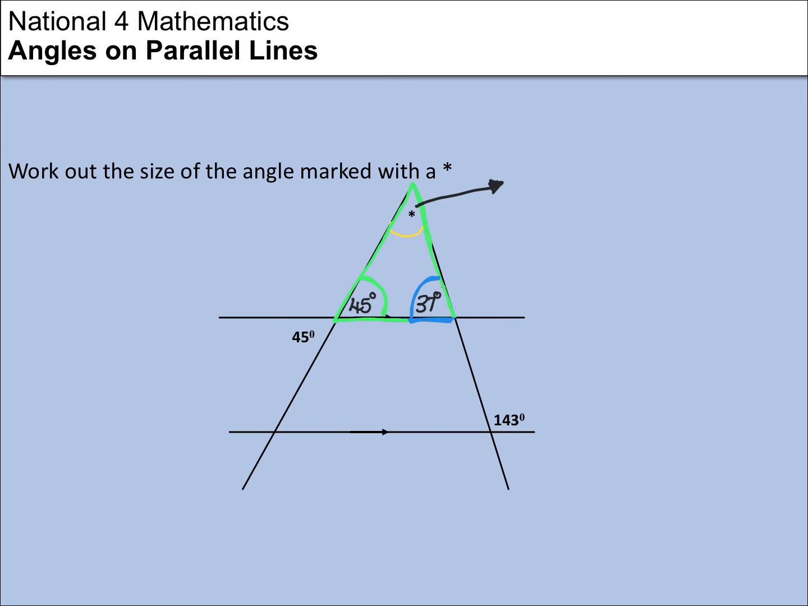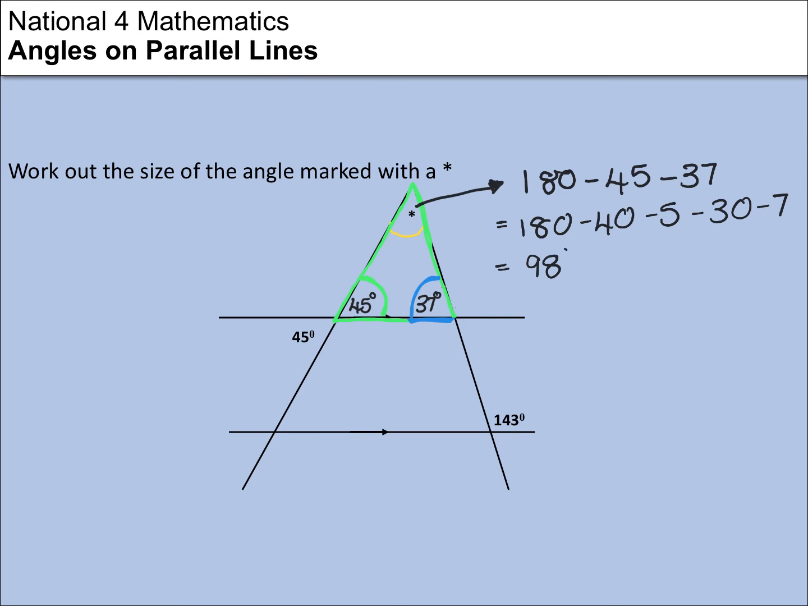So I want to work out the size of the missing angle in the triangle. So angles in a triangle add up to 180. So I'm going to take away the 45 degree angle and I'm going to take away the 37 degree angle. Again, if you're trying to do this in your head, take away 40 and 5 and then take away 30 and 7. Your teacher might let you use a calculator for these though. And this comes out at 98 degrees.